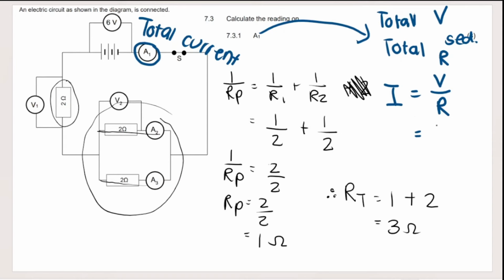So total voltage is 6. Total voltage is the voltage across the battery. And total resistance we just worked out. It's 3. So my total current is 2 amperes.